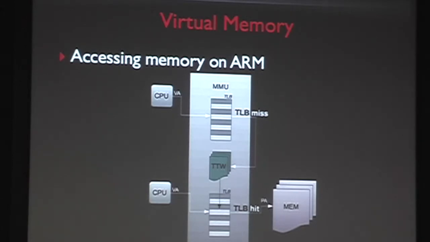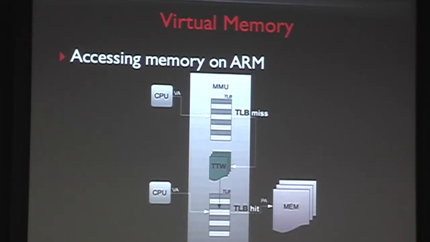On the other hand, when the translation for the particular page is not resident in the TLB, we've got a so-called TLB miss that needs to be served by the memory management unit. The MMU performs a so-called translation table walk that will try to find the appropriate entry in the translation tables that are resident in main memory, and put it into the TLB so that a subsequent access to that address will succeed.